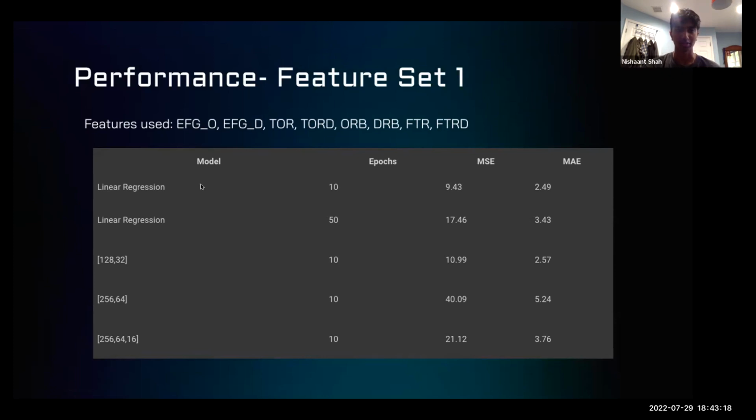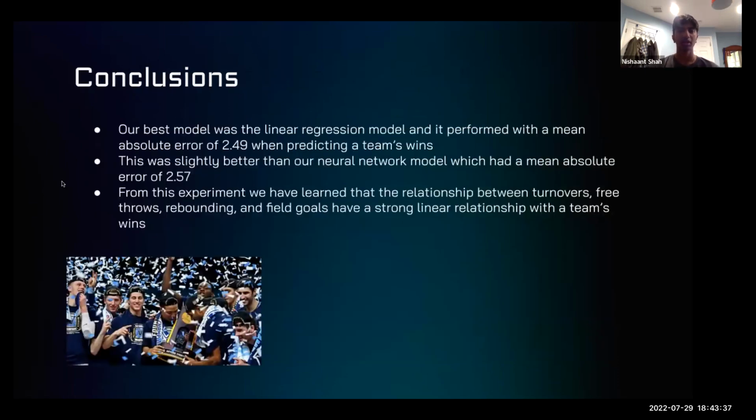As you can see, the basic linear regression model actually got the lowest mean absolute error, and this was 2.4. What this would mean is that we're predicting how many wins a team will have throughout the whole season to plus or minus two wins, which we thought was a pretty good result. Like I said, our conclusion was that the linear regression model performed the best, and the MAE was 2.49. This was a little bit better than one of our neural network models, which also had an MAE in the 2.5 range. So it wasn't that much different.